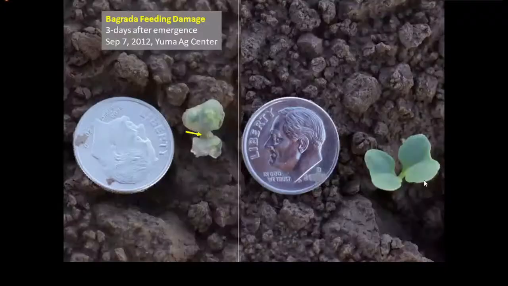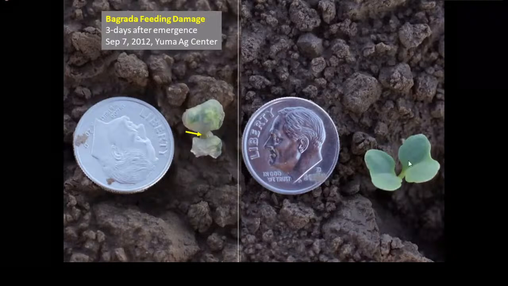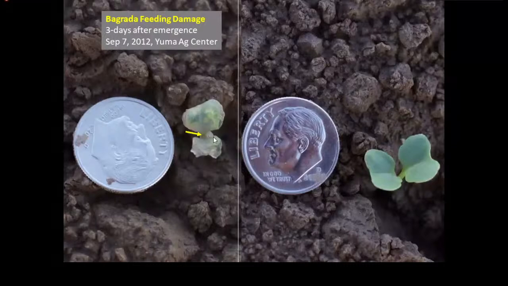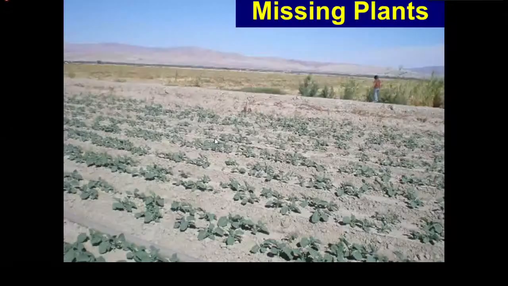So this is what the leaf should look like. This is one of our American coins, a dime, which is small. Three days after emergence, you can see this cotyledon is dead because the Bagrada bugs have killed it. What happens then is when you kill those seedlings, you have a field that can be up to 90% of the plants missing. So it's devastating to the farmer. They have to replant their field.